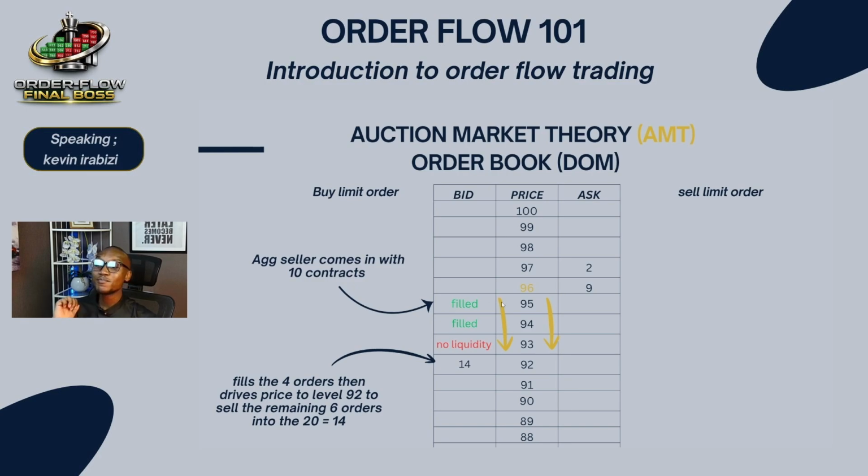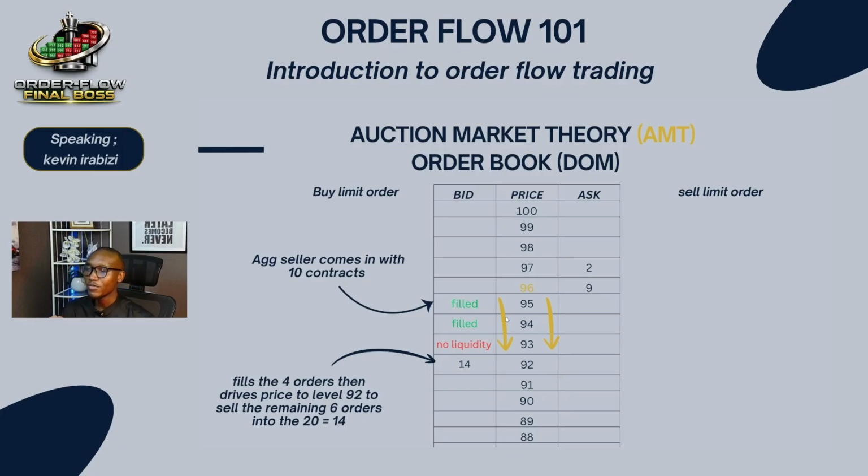So price is moving from 95 to 94 because all orders here have been filled. We go on to the next price level. What is the next best available price level? 94. We also reach 94. There's only 3 contracts. What does that mean? We filled in the 1 and the 3, that is 4 contracts filled in from the 10 contracts that we are selling aggressively. So we look for the next best available price.